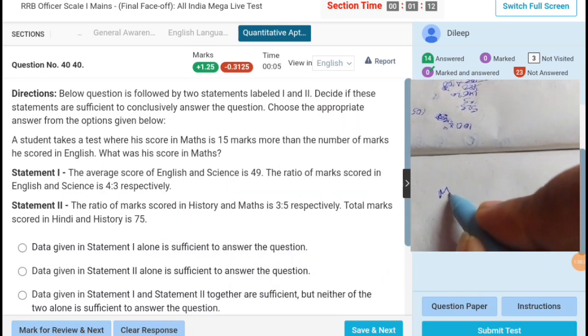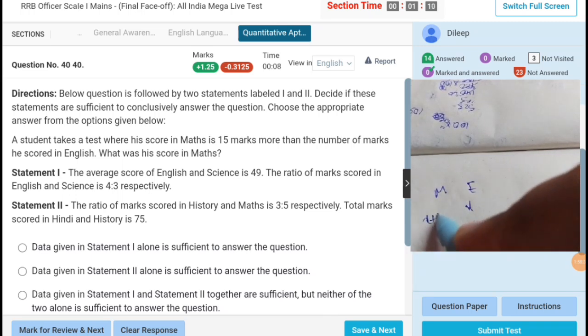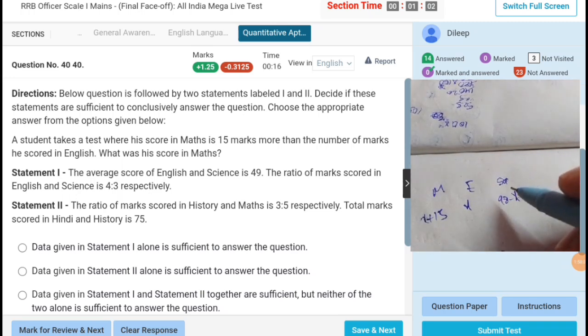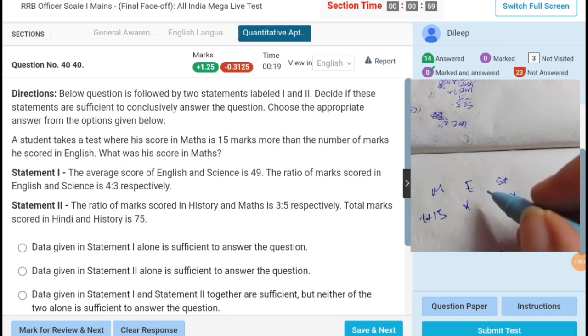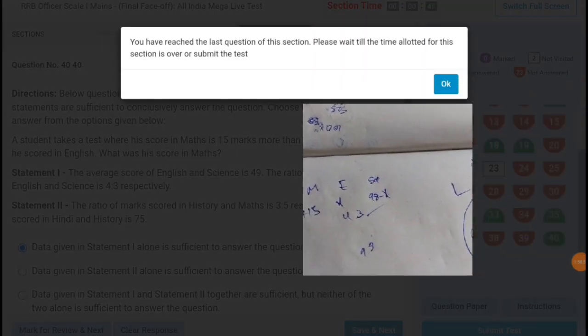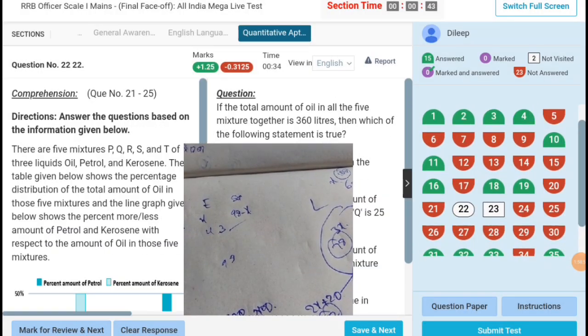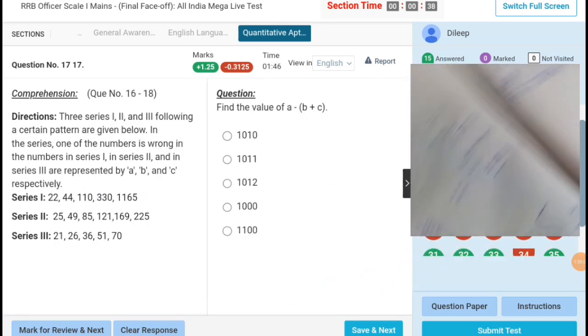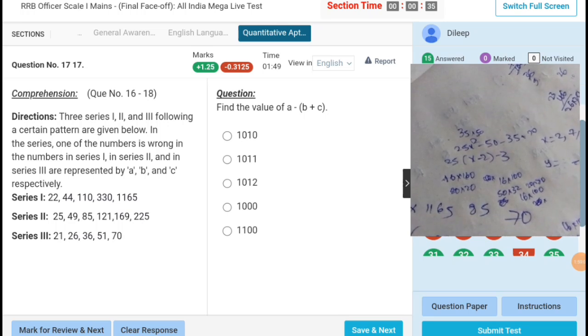Math is 15 marks more than the score in English. English plus science is 98 minus x. The ratio of English and science is 4 and 3. It's okay. History and the math is 3, 5. Only one is sufficient. That is A minus B plus C.